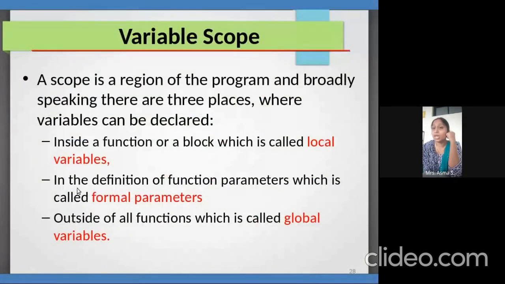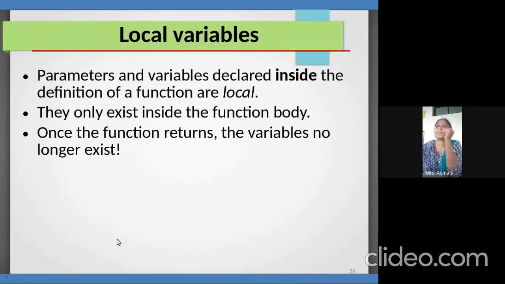So here, in a function definition, the parameters are called formal parameters. Outside the function, they are called global parameters. Local variable means the parameters. I already told you the example. I'm going to read this out, and you will be able to understand very easily.